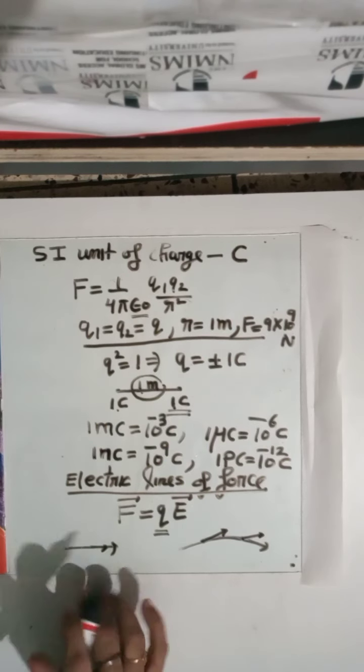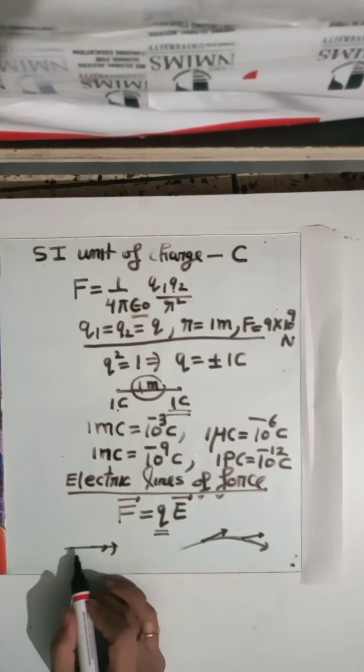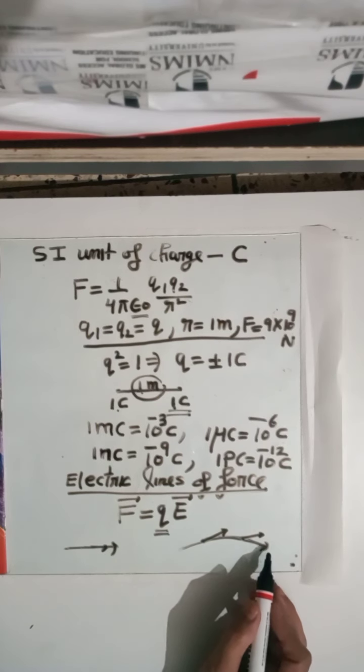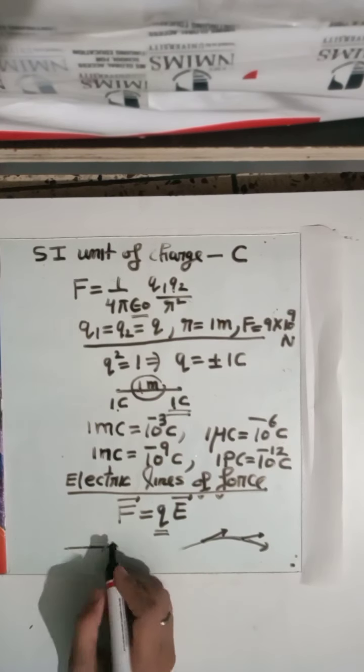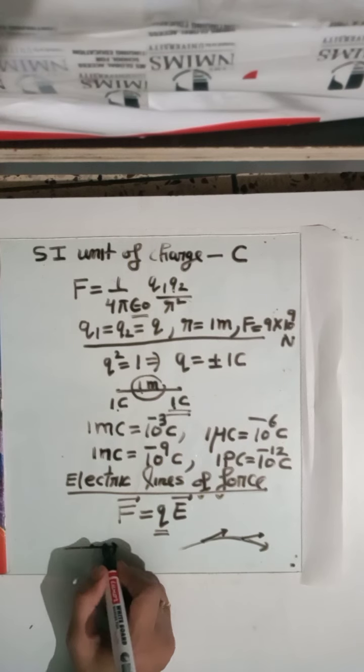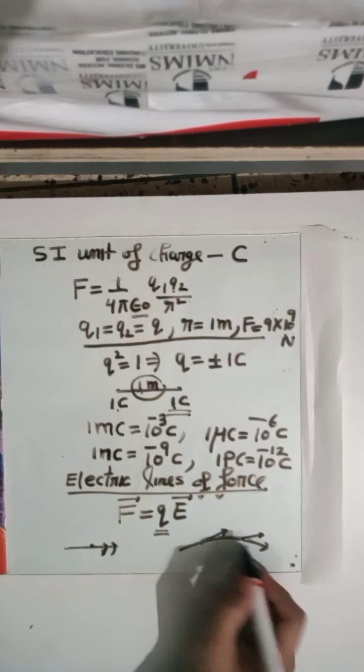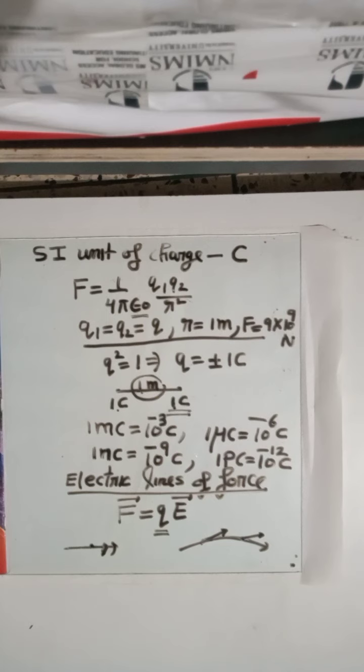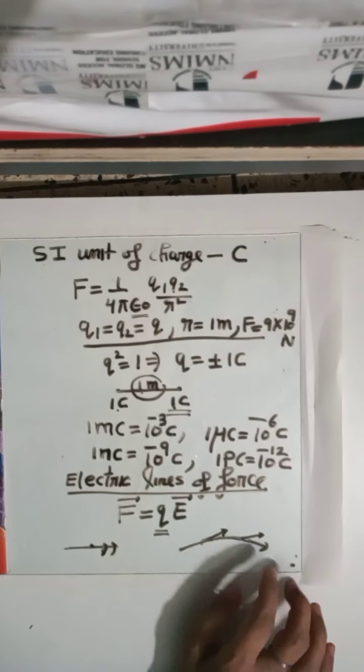Once again, these are the path straight or curved such that the tangent drawn at any point of it gives the direction of electric field at these points. Now there are some properties of electric lines of force which are very important. Some properties I am explaining to you.